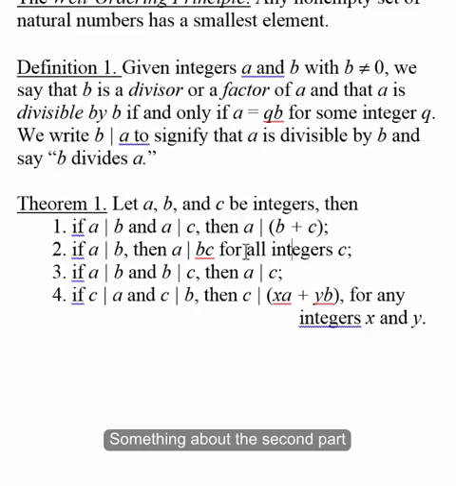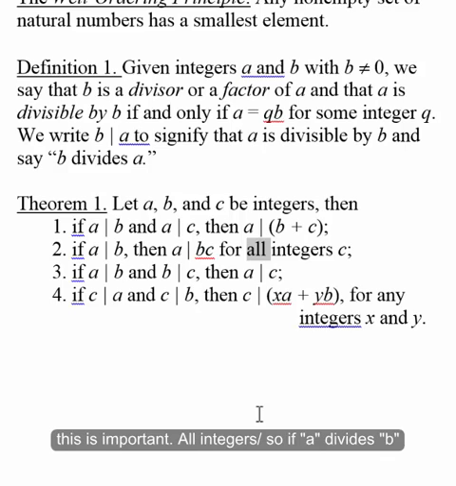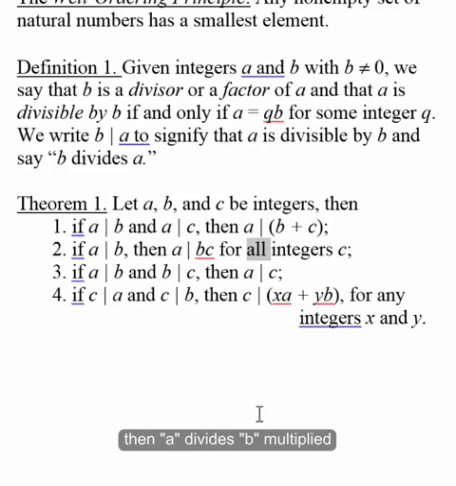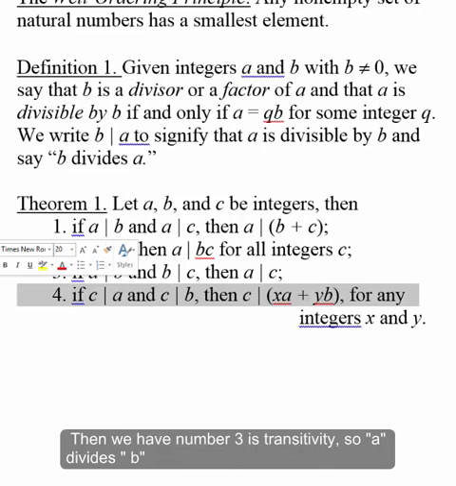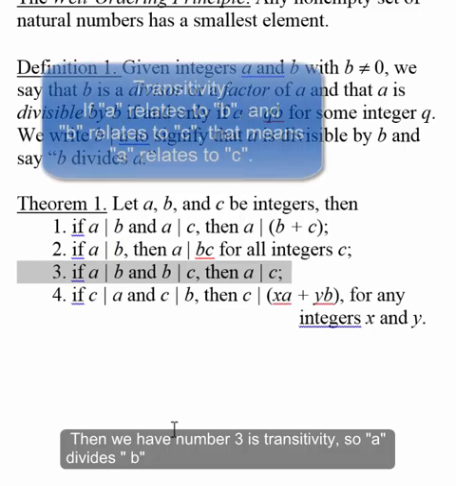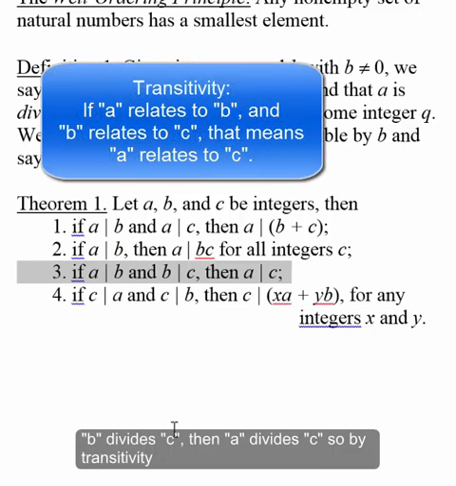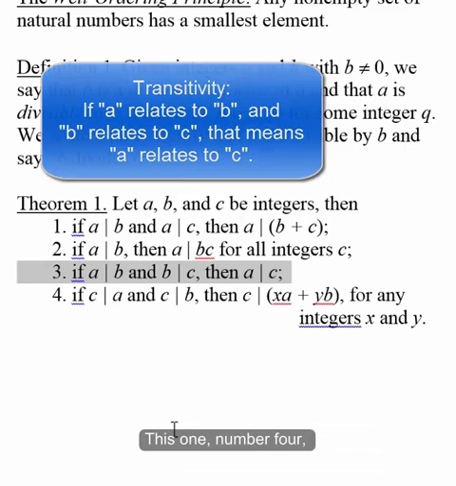Something about the second part, this is important. For all integers, if a divides b, then a divides b multiplied by any integer c. It makes sense. Then we have number 3, which is transitivity. So a divides b, b divides c, then a divides c. So by transitivity.